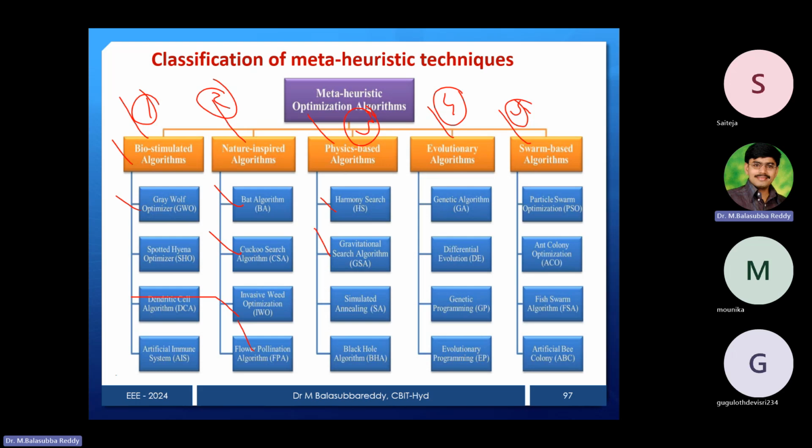Now, another one is the evolutionary algorithms. These evolutionary algorithms are our subject. That's why we used the genetic algorithm, and then differential evolution. Another one is genetic programming, and then evolutionary programming, and swarm is the latest techniques or metaheuristic algorithms. This is also incorporated in the syllabus: particle swarm optimization, ant colony optimization, fish swarm algorithms and artificial bee colony.